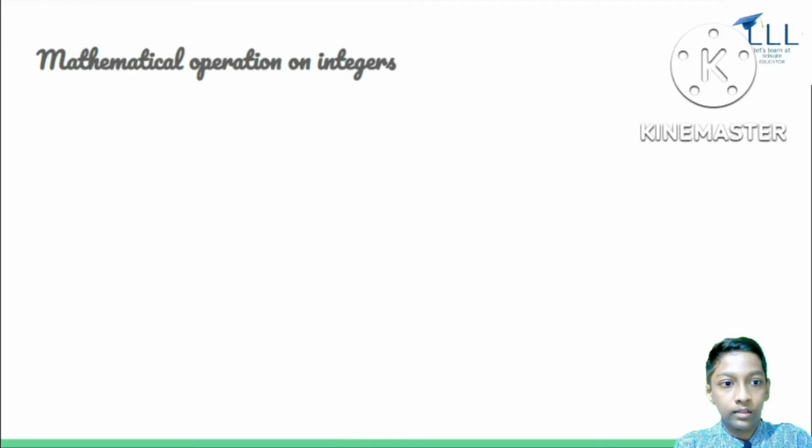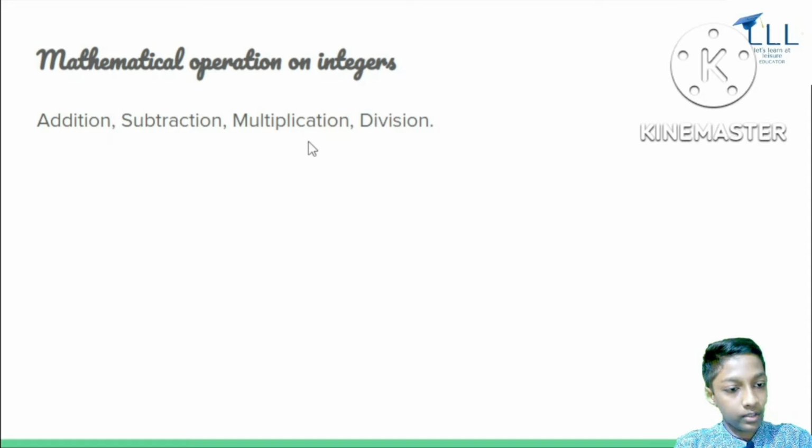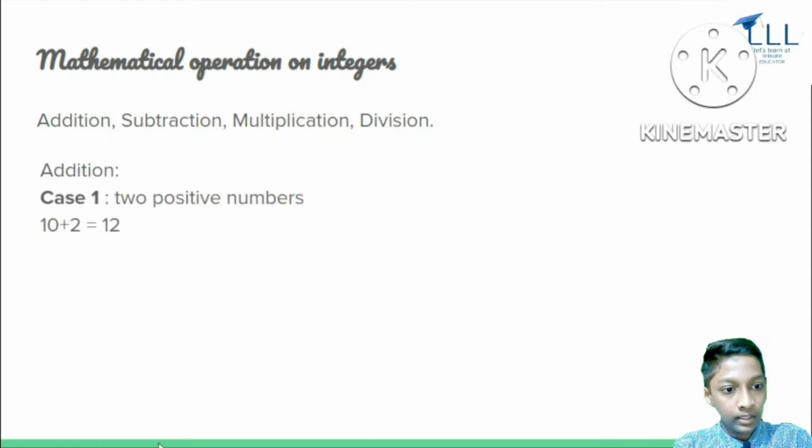Now let's see the mathematical operations on integers. In mathematical operations we get addition, subtraction, multiplication and division. In addition, case 1 will be two positive numbers. We have already studied how to add two positive numbers. For example, 10 plus 2 is equal to 12.